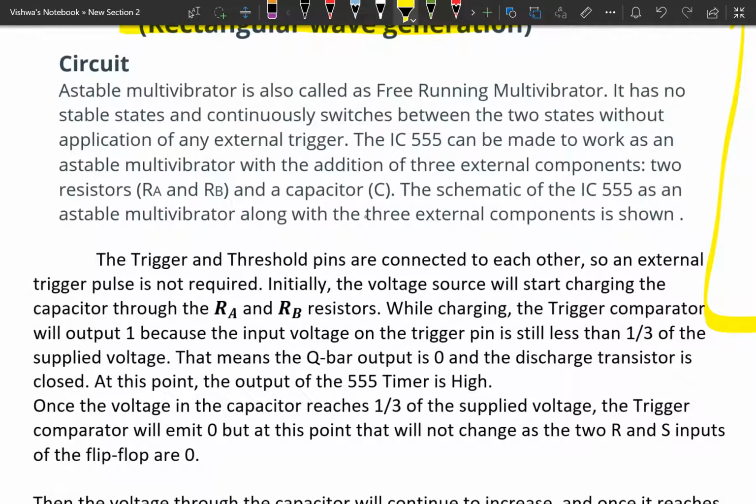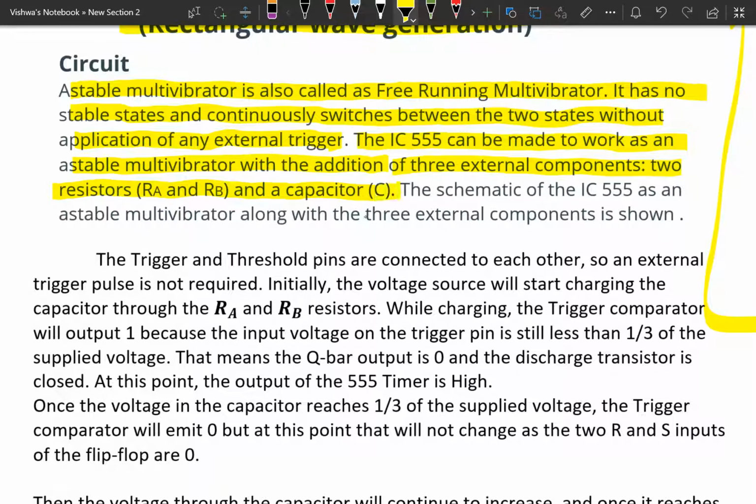As you know, an astable multivibrator is also called a free running multivibrator. It has no stable states and continuously switches between two states without application of any external trigger. The IC555 can be made to work as an astable multivibrator with the addition of three external components, two resistors RA and RB and a capacitor. The schematic diagram is already shown here.